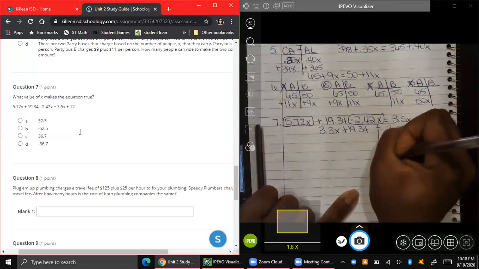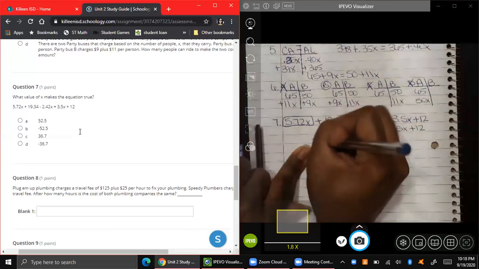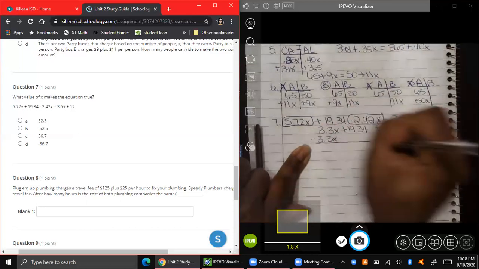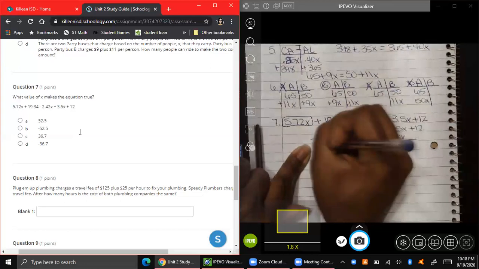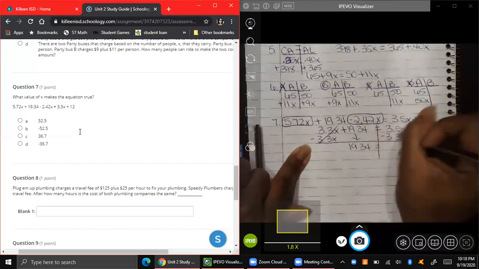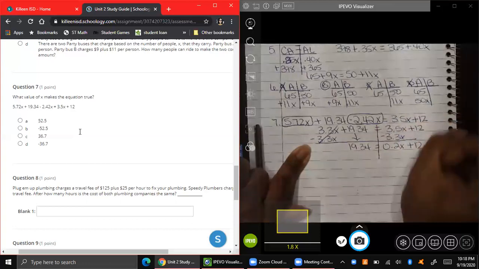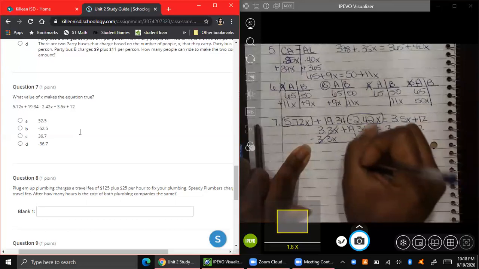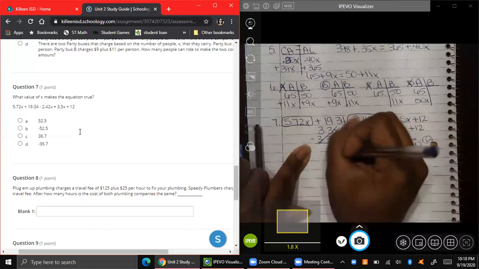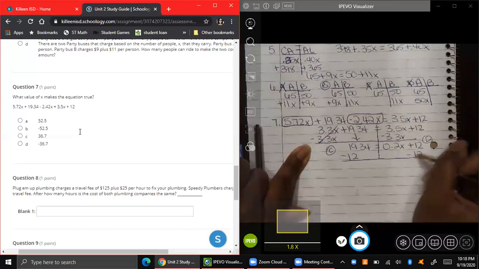I'm going to get rid of my smallest variable, which is the 3.3x. It's currently positive, so I'm going to subtract 3.3x minus 3.3x. 3.3 minus 3.3 is 0. Bring down my 19.34 equals, this is going to be 0.2x plus 12. Then I'm going to minus 12 and minus 12 because this is for my variables, and this is for my constant. So I need to get rid of the constant that's on that side. It's currently positive, so I'm going to subtract.